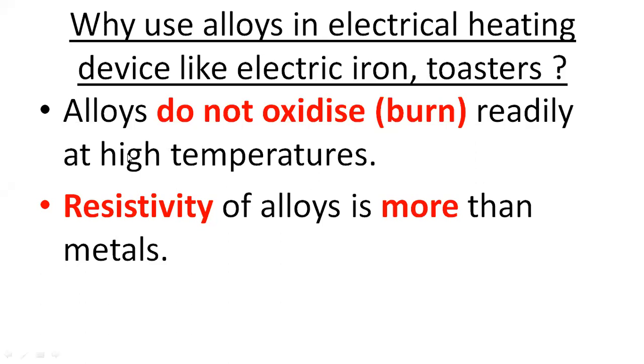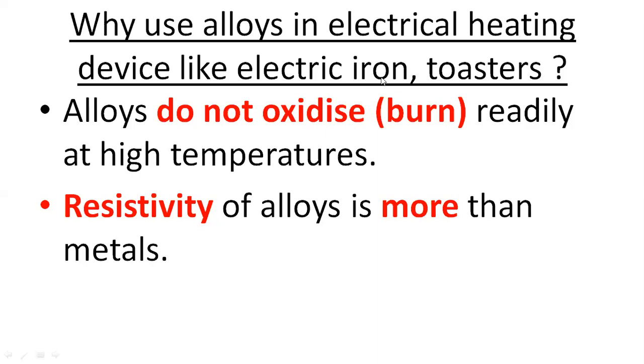So the answer is very simple. First you have to write down the basic thing why we use alloys: alloys do not oxidize, they do not burn. Oxidize means what? Burn. Basically burning reaction is nothing but combination of an element with oxygen. Even if you use the word burn, it's fine, but the more correct word you have to use here is oxidize, because oxidize is nothing but the burning part. So alloys do not oxidize readily at high temperatures.